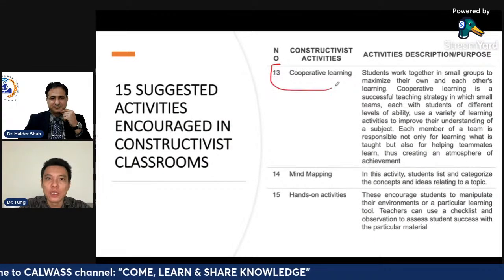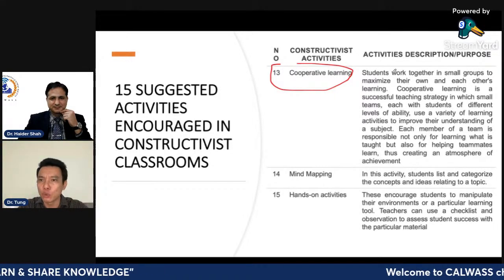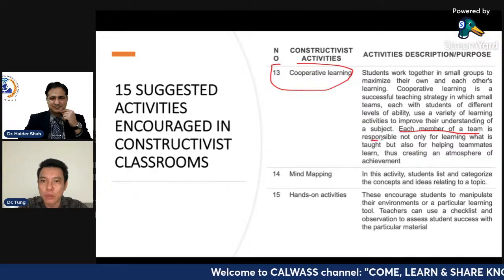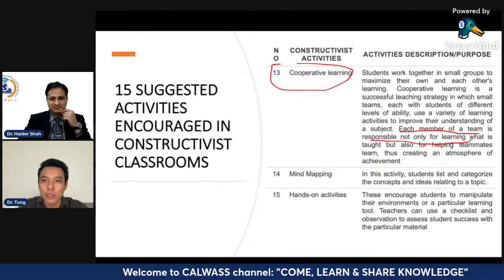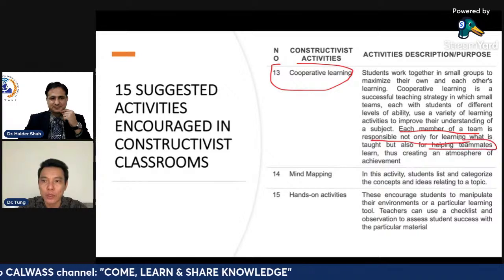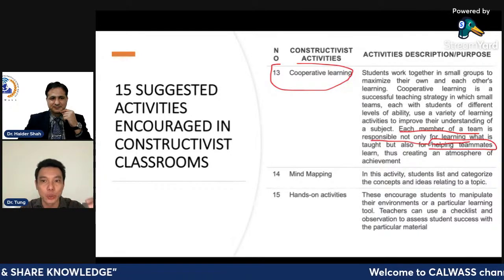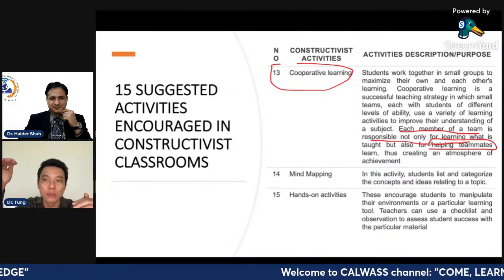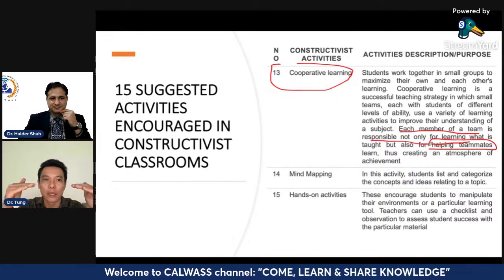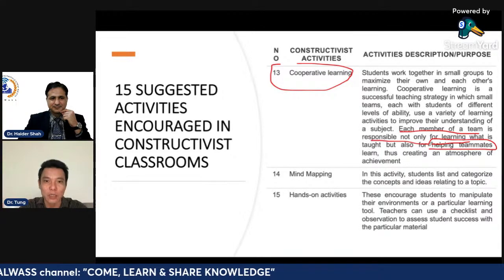Number 13 is cooperative learning, similar to pair learning. Let the students work in groups, where each member of the team is responsible not only for learning what is taught, but also for helping teammates. For example, in the class, if you have a very weak student, you can ask a good student to work with the weak student so that they can help each other in their learning, and then they can improve. So we learn from classmates.